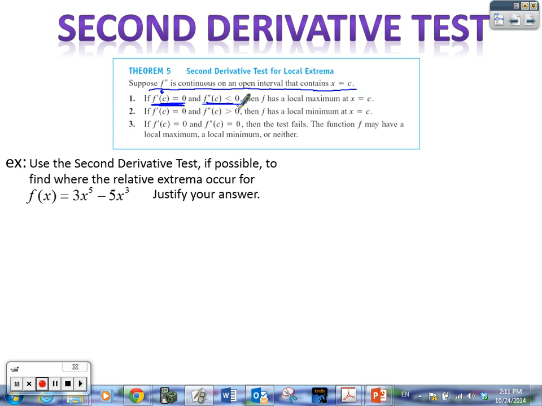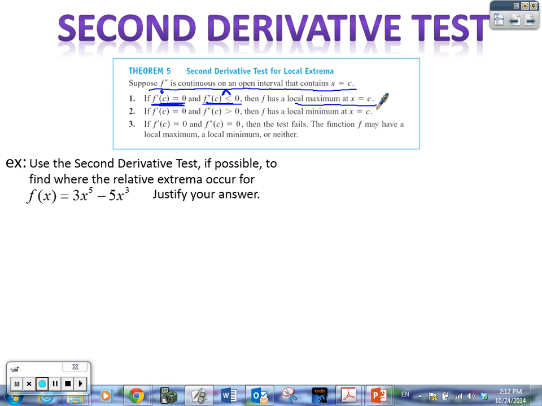Now let's think about that for a minute. What does it mean for the second derivative to be negative? It means concave down, right? So let's draw. If I have the first derivative being 0, which we know is where it's possible to have maxes and mins, and the second derivative is negative, in other words it's concave down, what kind of extrema do you think I'm going to have? A maximum, right? I'm going to have a local maximum there.